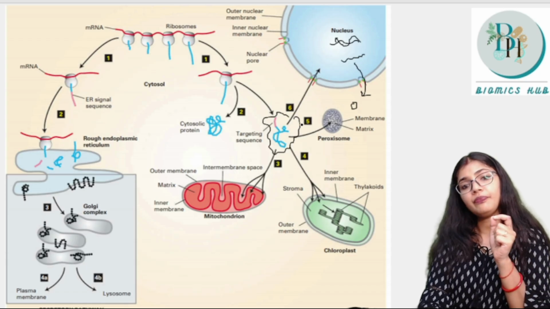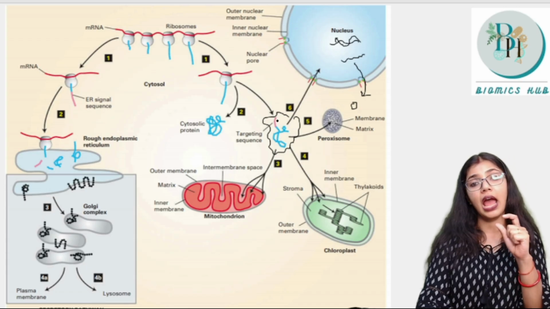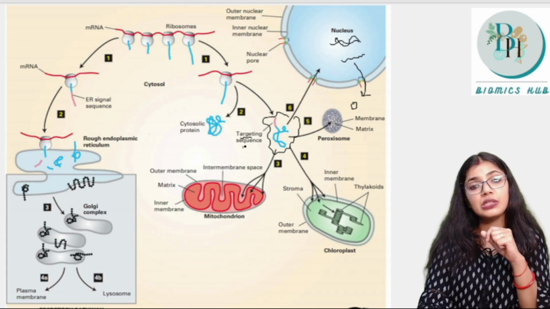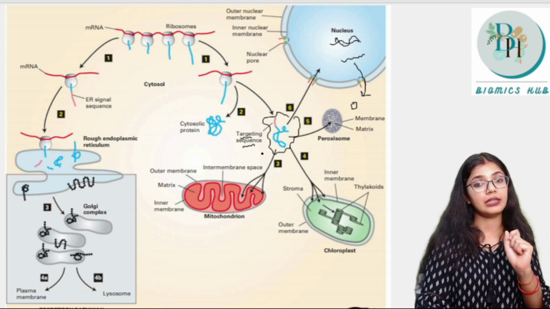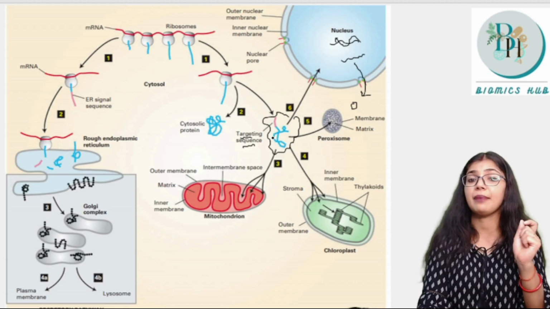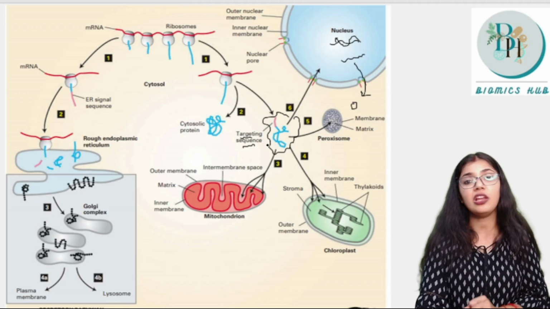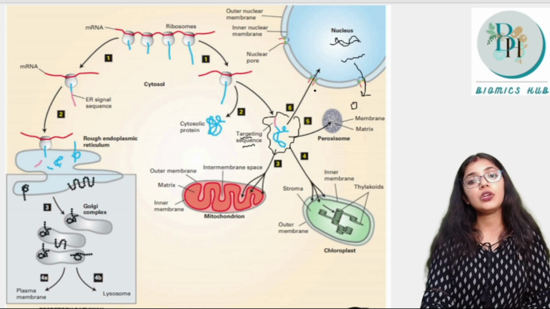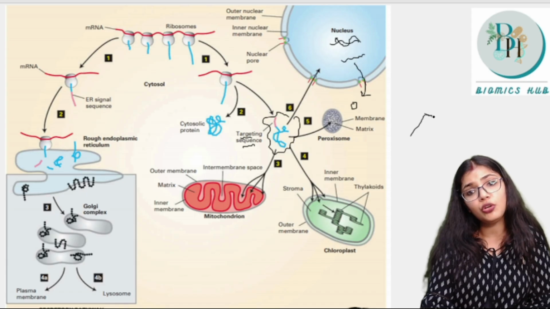In the protein, either at the C terminal end or at the N terminal end, there is a targeting sequence. These targeting sequences are amino acids which target different types of cell organelles. There are specific target sequences for each cell organelle. Here the protein transport can happen in two ways.